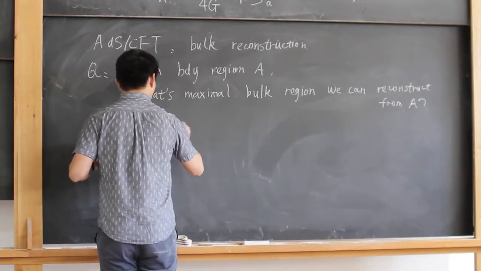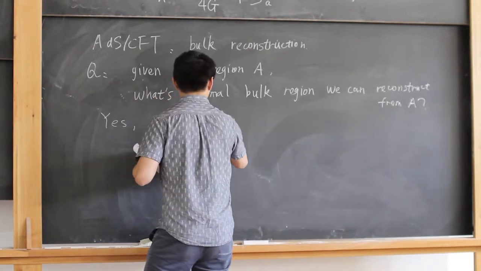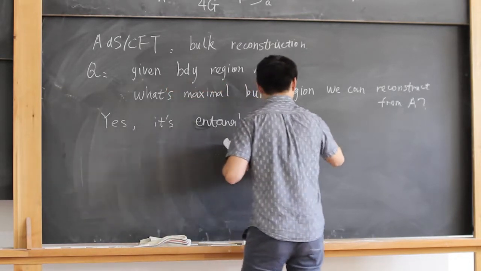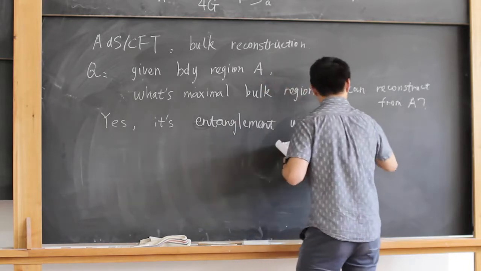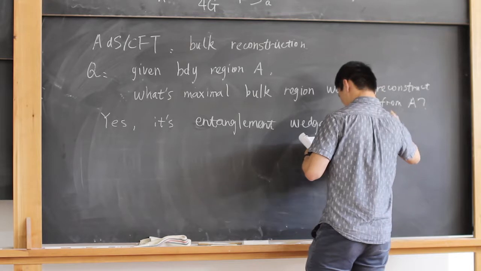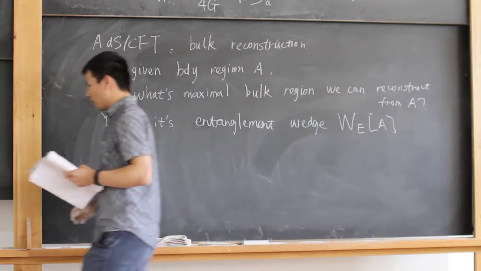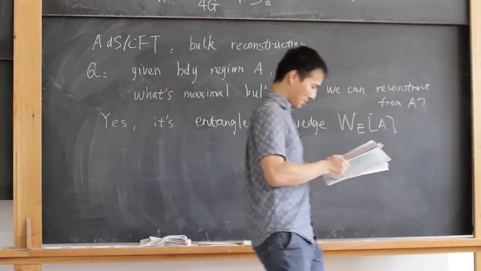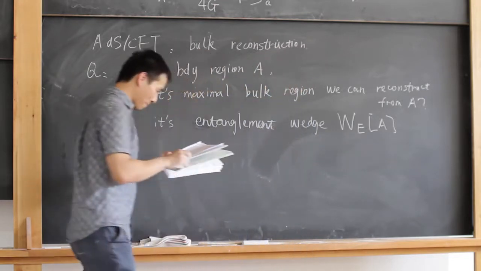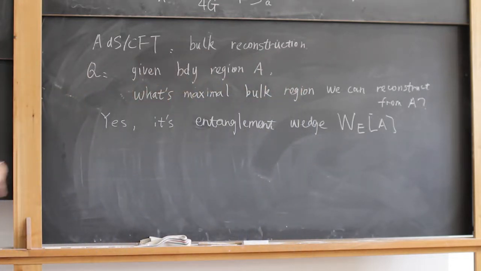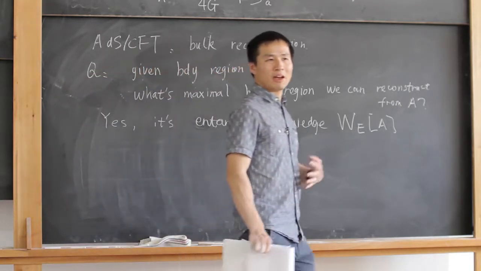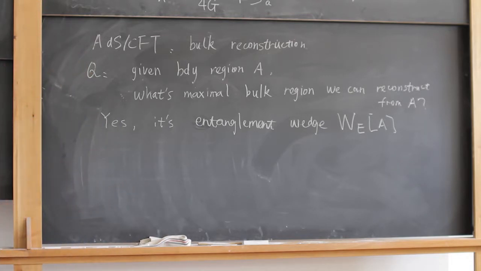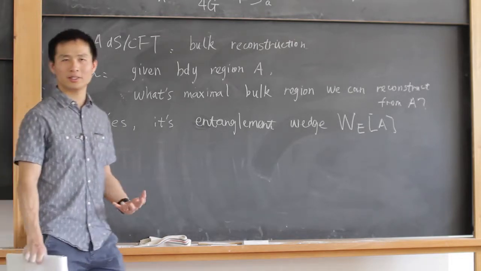And it's the entanglement wedge WE of A. So let me make a few comments about this first. I'm giving you the upshot because I only have about 15 minutes. But it shouldn't be surprising because, first, the tensor networks that we have seen so far already have this reconstruction in the entanglement wedge property. So we shouldn't be totally surprised that AdS/CFT can do this as well.